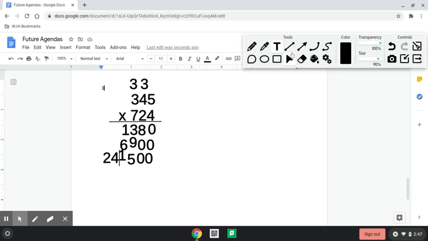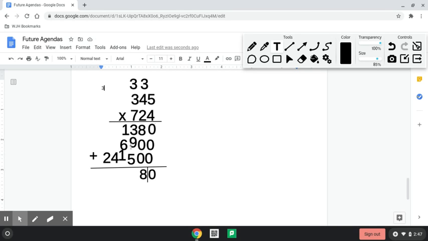So now we have to add all of these together. Let's see if I can do it before I run out of time. Well, adding those zeros together is pretty easy. Eight plus a bunch of zeros is 8.